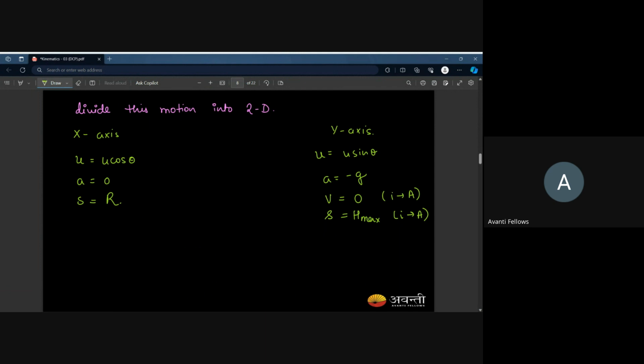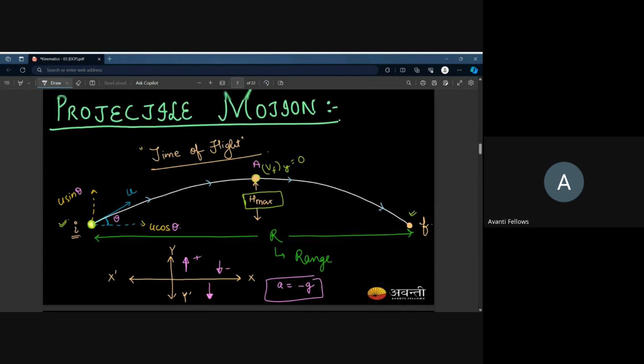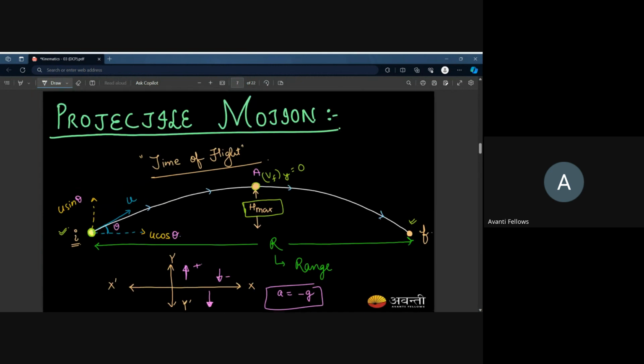One more thing which is very important in this situation is that whatever time this ball takes to reach from the initial point to point A, it would be the same as it takes from A to F. So we will say this is T1 and this is T2, and I'm saying T1 is equal to T2, and the total time, which is the time of flight, would be T1 plus T2. Is that okay? Yes, ma'am. Okay. Now your time is going to start. Just solve this expression. Is that fine? Yes, ma'am.